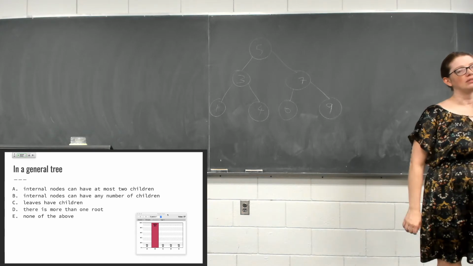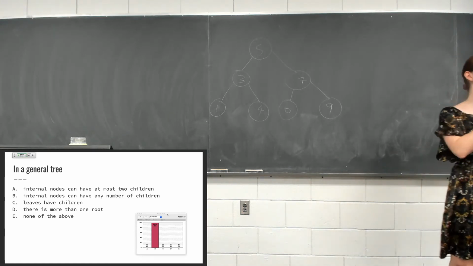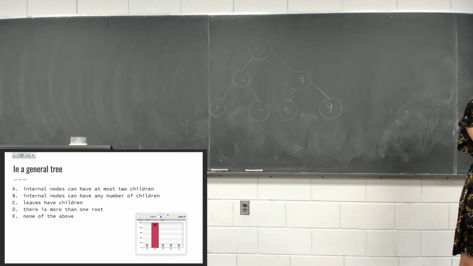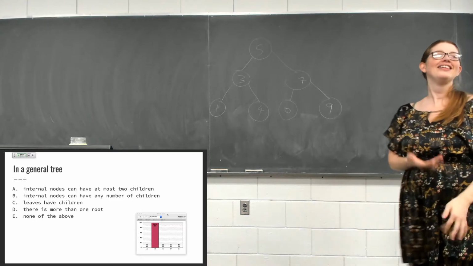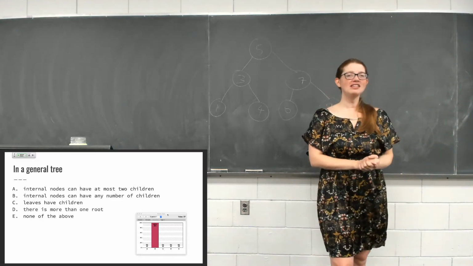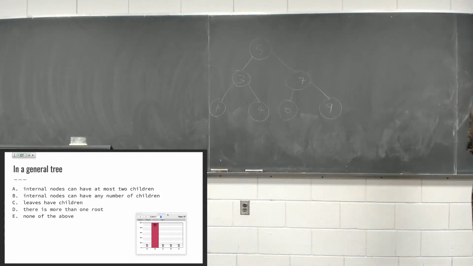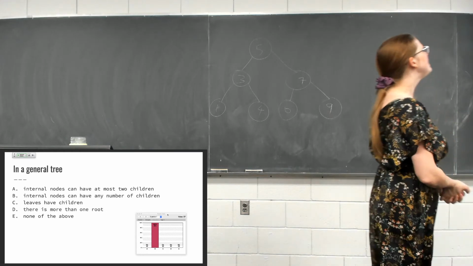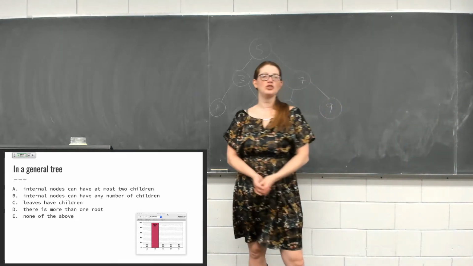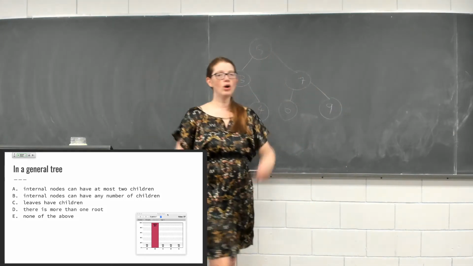Leaves can't have children. That would be like going outside and you see a maple leaf with branches coming out of it. That's weird. I'm not saying it's never happened. That would be very weird to see. And there is more than one root. No, that's not a tree. So indeed, internal nodes can have any number of children. And by any number of children, we mean one or more, where more is as many as you want.